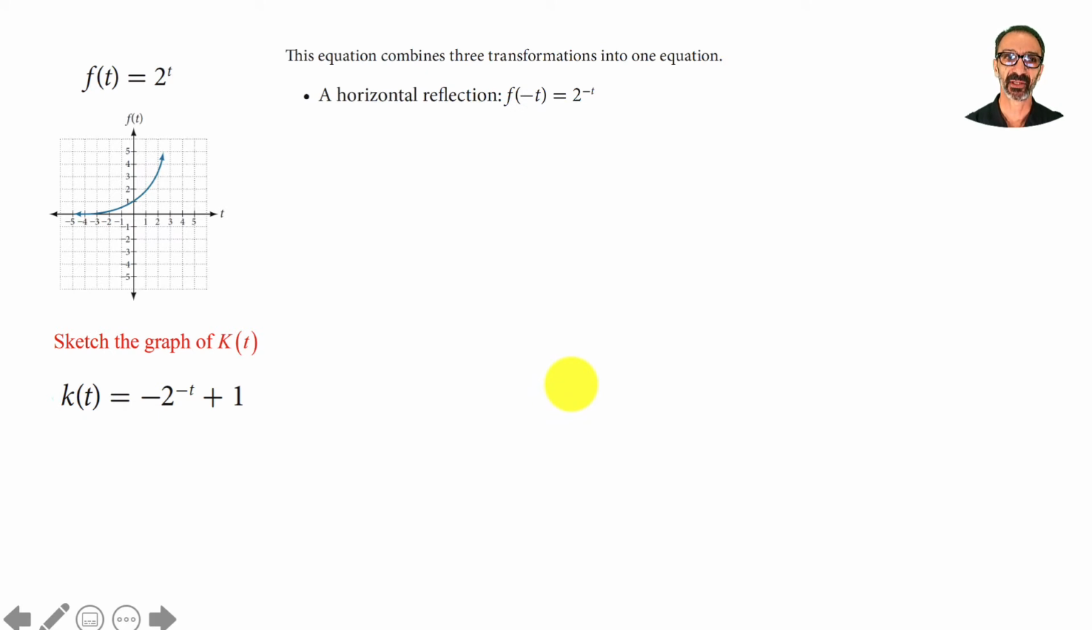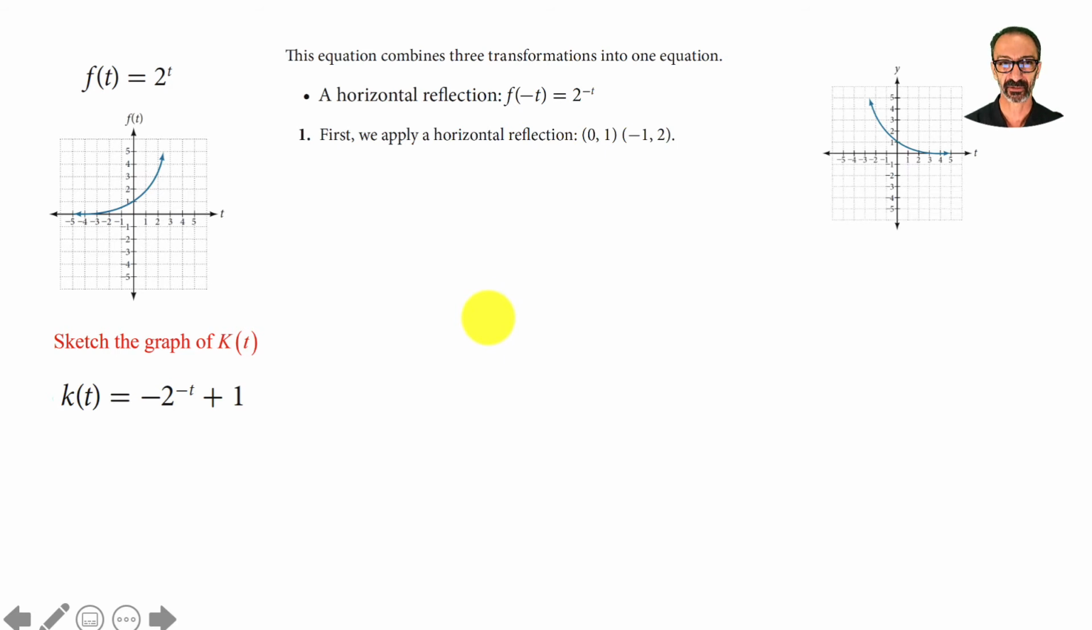This equation combines 3 transformations. A horizontal reflection, because t was replaced with minus t. First, we applied the horizontal reflection. We're going to reflect about the y-axis. So instead of going this way, we're going to go the other way. Going this way, that's going to be reflected here, and this piece will be reflected down here. All right? So that's a reflection when you replace t with minus t.